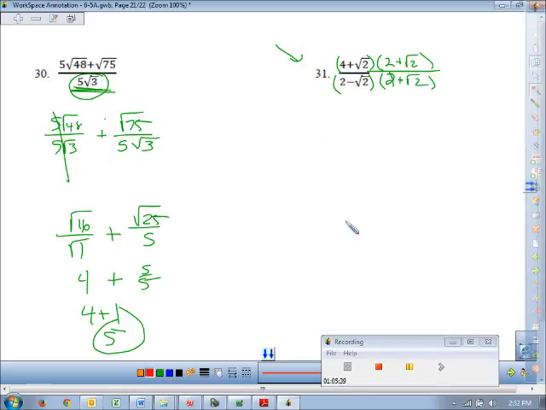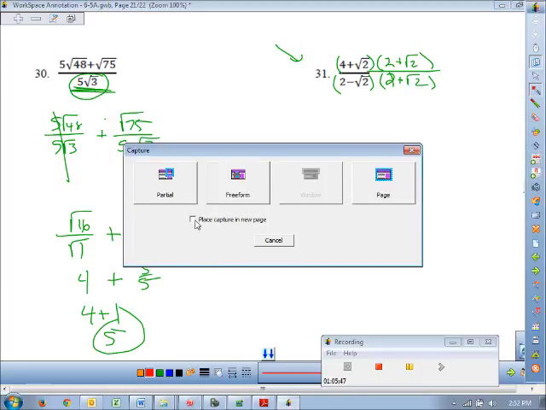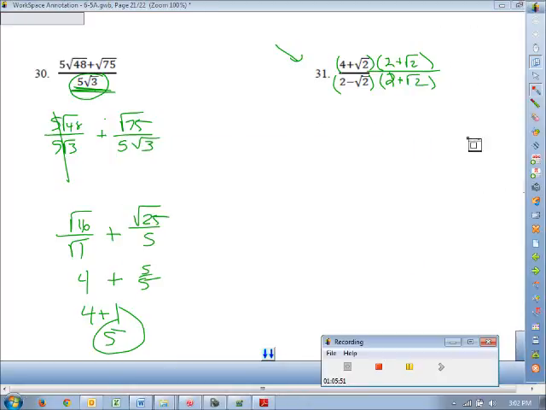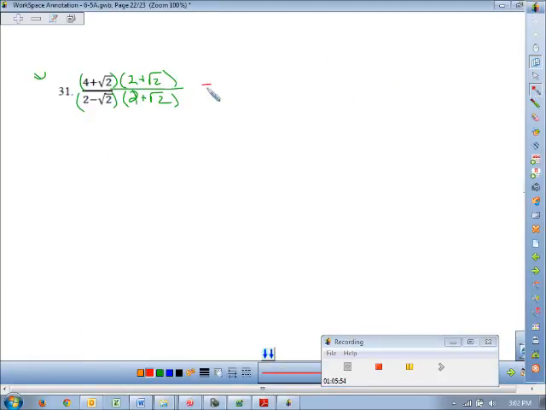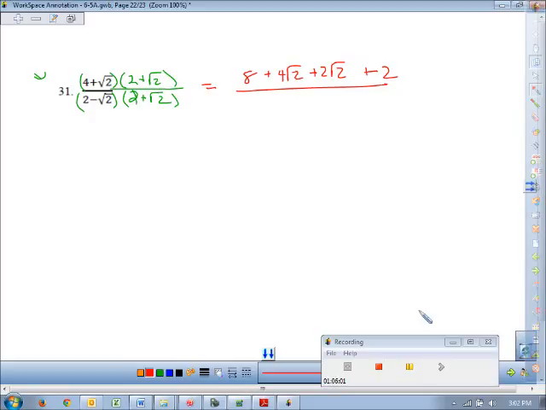The top guy now, those are not conjugates or anything like that. So we got to FOIL them out. 8 plus 4 square roots of 2 plus 2 square roots of 2 plus 2 all over. The bottom is conjugates. Supposed to be easy. 4 minus 2. First terms times each other is 4. Last terms times each other will always turn out to be negative, because you're taking a positive times a negative. That's why they're conjugates.